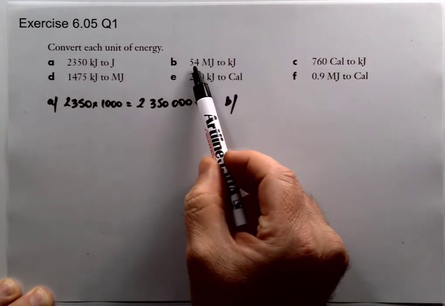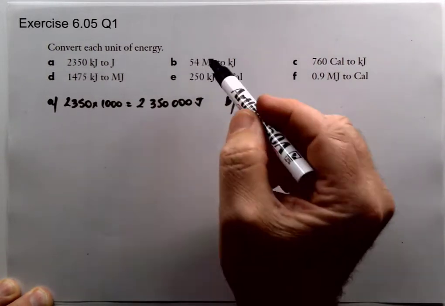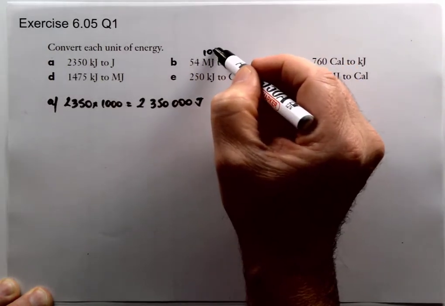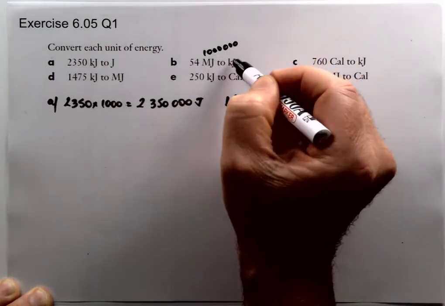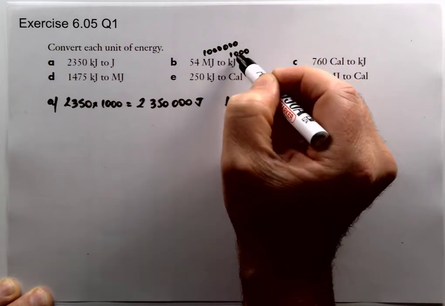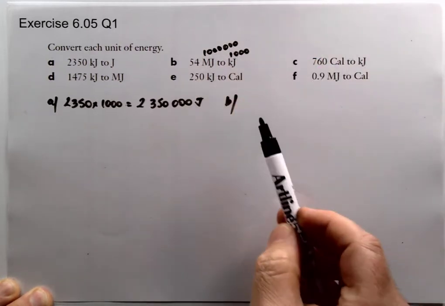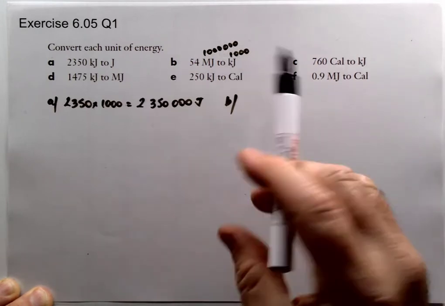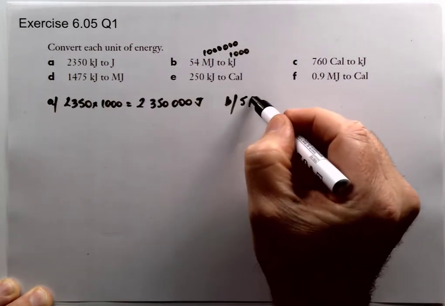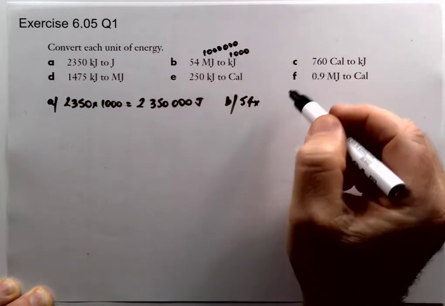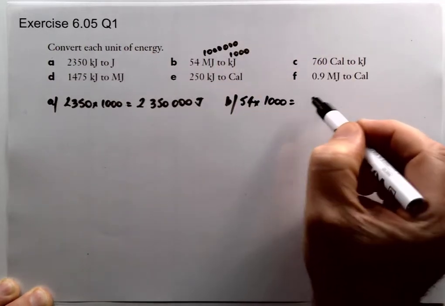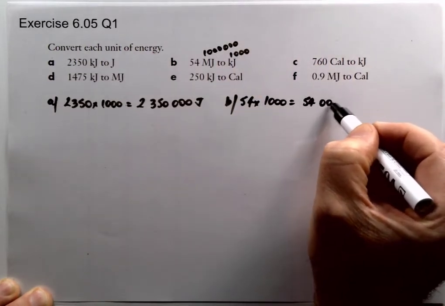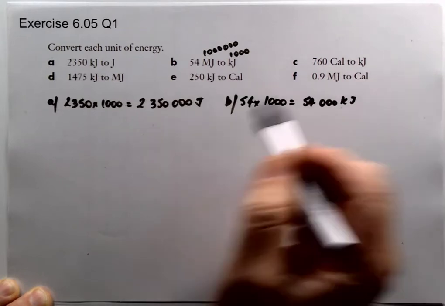We're converting 54 megajoules into kilojoules. Again, mega meaning a million, kilo meaning 1,000. How many thousands in a million? Well, there's 1,000 of them. Again, megajoules to kilojoules, the unit's shrinking, so the number has to increase. So we go 54 times 1,000. So we get 54,000. That's going to be in kilojoules.